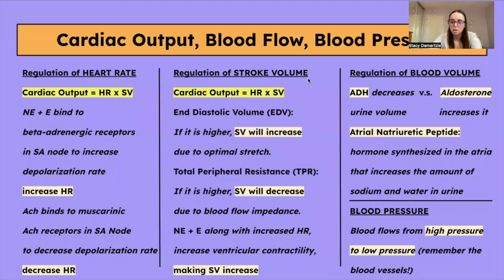And then if we think about blood pressure, always remember that blood tends to flow from an area of high pressure to low pressure. So that's when we're thinking about, for example, systemic arteries, right? Systemic arteries have a lot of pressure. Systemic veins, not so much. And so we see that flow from arteries to veins. So that's just a little overview on chapter 14.